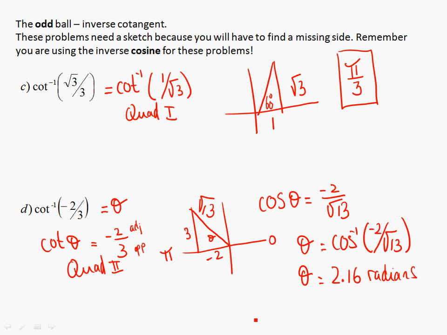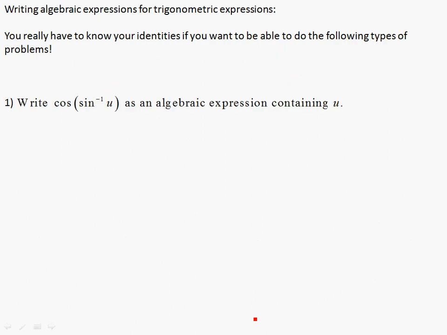Okay, so this is supposed to be the easy stuff today. Okay, so the second part is to write algebraic expressions for trig expressions. One reason why I want to do this is so that it's easier to come up with a graph for these. So for example, I have no idea.